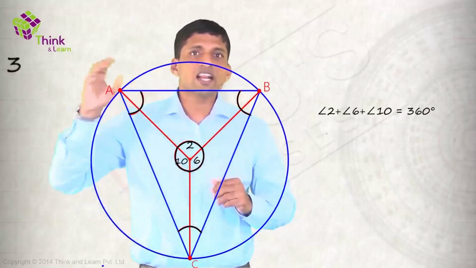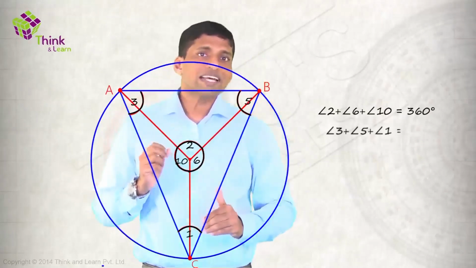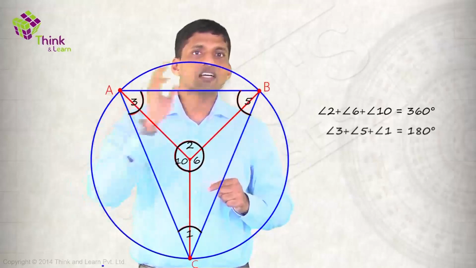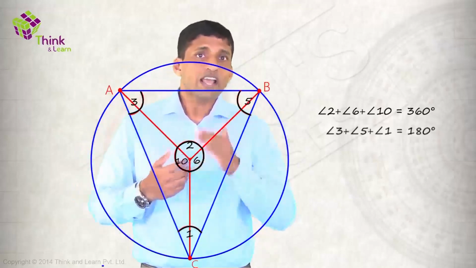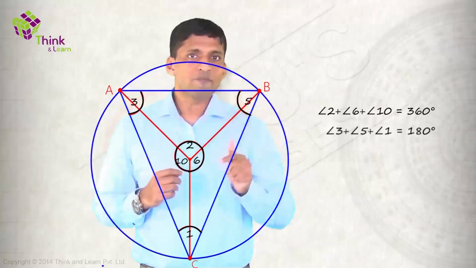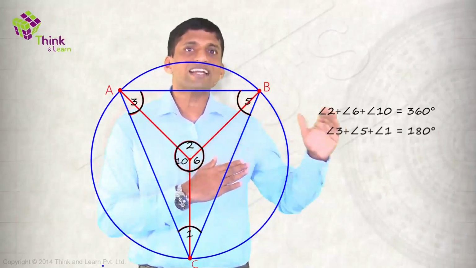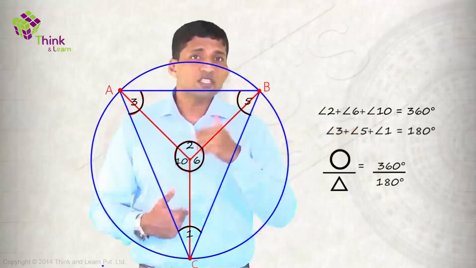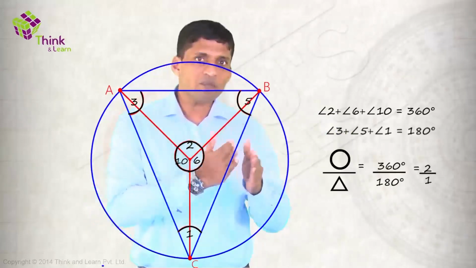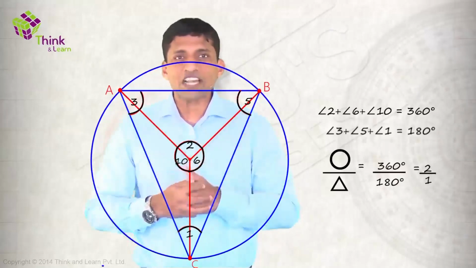And angle 3 plus angle 5 plus angle 1 is equal to 180 degrees because they are the sum of angles in a triangle. So here, everywhere the ratio is 2 by 1. That is why that 2 by 1 is directly related to 360 by 180. Thereby, we just connected the 2 by 1 theorem to circle to triangle in a very interesting fashion.